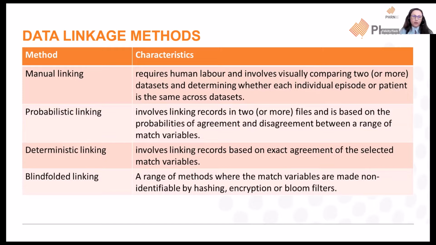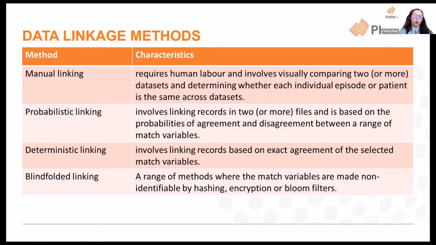The next option is deterministic linkage, and this is when you link records based on an exact agreement. So say you're linking on name, it has to be spelt exactly the same. It can't be, you know, any citizen with an I and no E. That wouldn't be a match, for example.